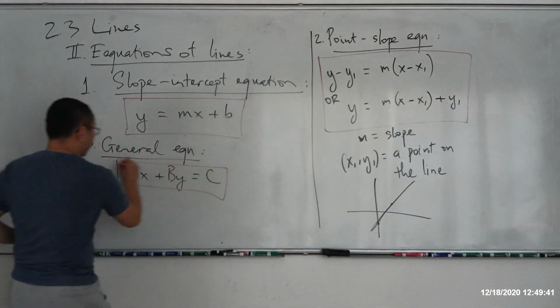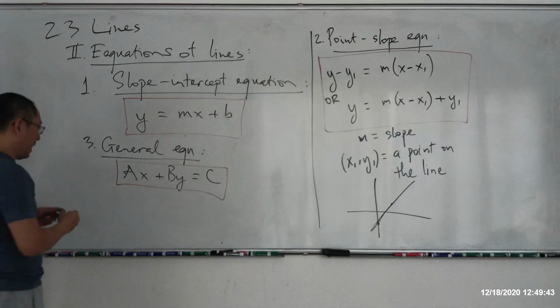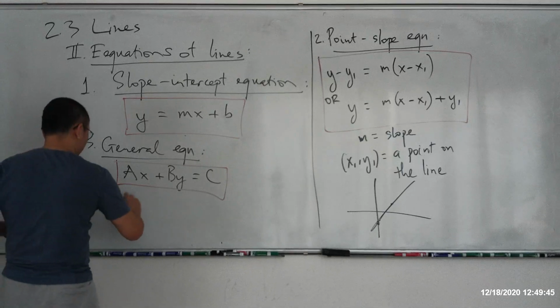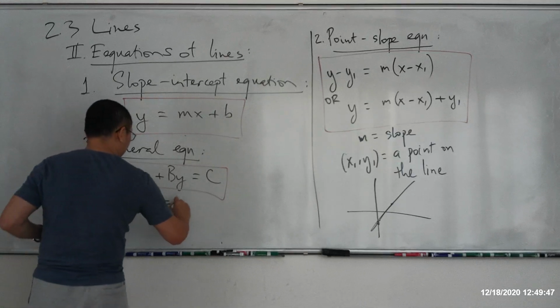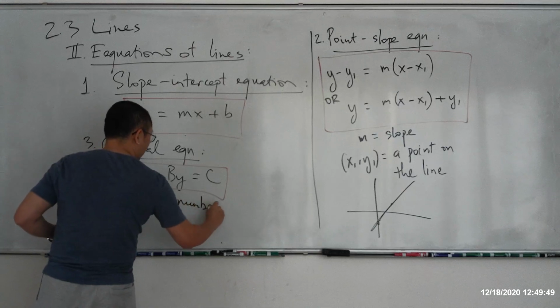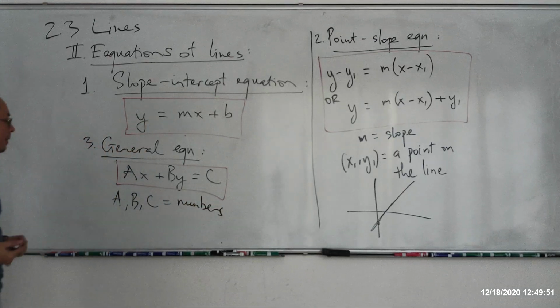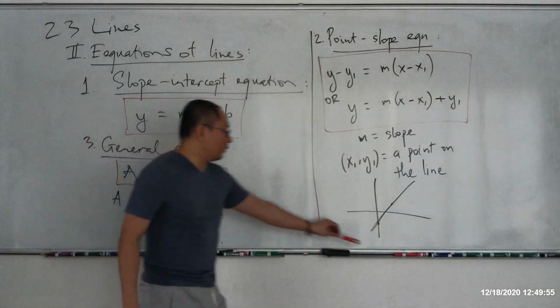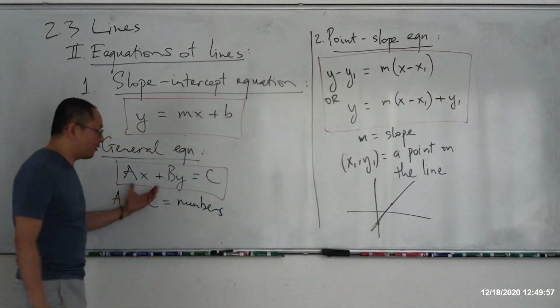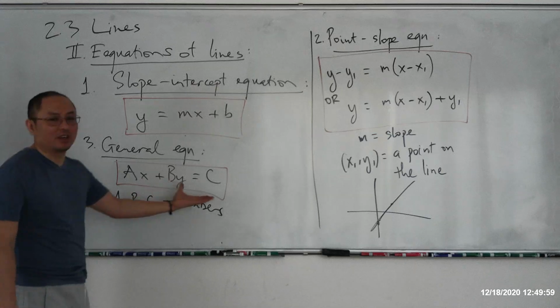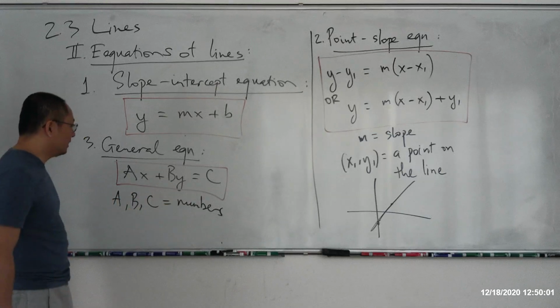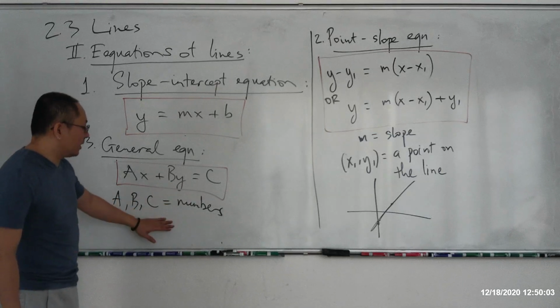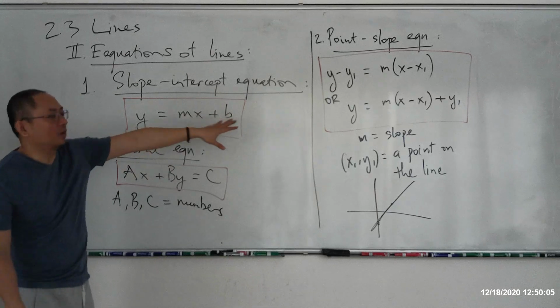And box that. In here, A, B, C are numbers. Nothing special. Okay. So this equation is called general because it can represent any line, and you don't really see anything out of it yet. And it's general because it's more powerful than the previous two equations that you see right here.